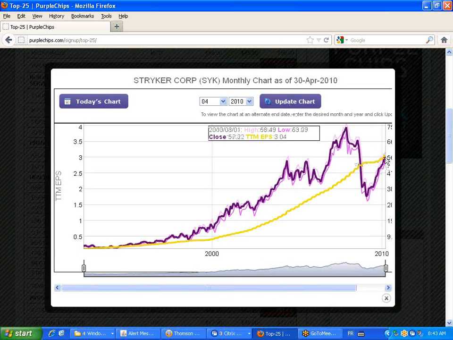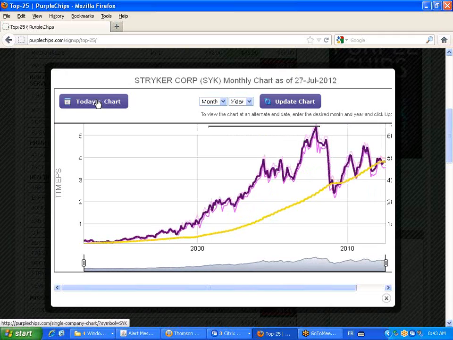And if I want to know what that is, I just go here. So I've moved my cursor over to this point, and it's telling me exactly what the close was, 57.44, and the trailing 12 months earnings per share was 3.04 at the time. If I want to go back to today's chart, click on today's chart. That's what the picture looks like today. So now you can see the earnings line has shifted lower because the price has dropped since that time.